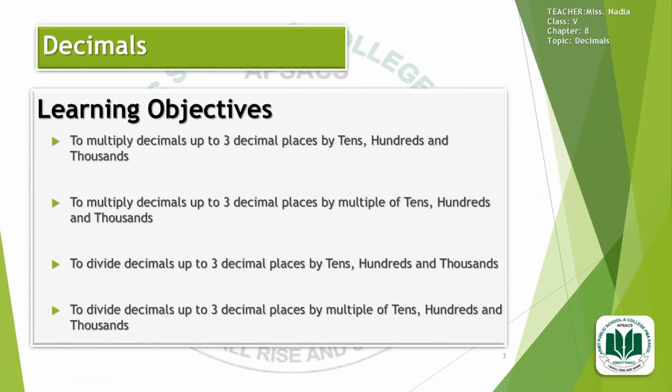So the learning objectives are to multiply decimals up to 3 decimal places by tens, hundred and thousand, to multiply decimals up to 3 decimal places by multiple of tens, hundred and thousand, to divide decimals up to 3 decimal places by tens, hundred and thousand, to divide decimals up to 3 decimal places by multiple of tens, hundred and thousand.